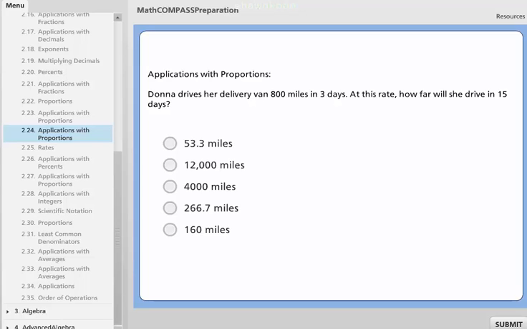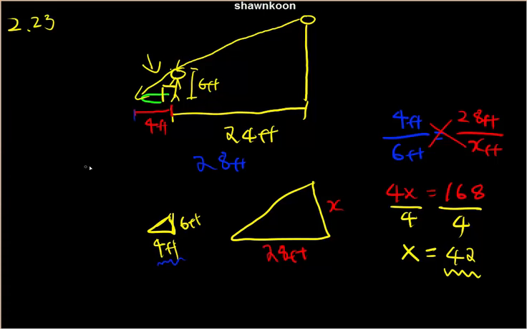Okay, so next question, 2.24. Donna drives her delivery van 800 miles in 3 days. At this same rate, how far will she drive in 15 days? So this is just another proportion question, right?